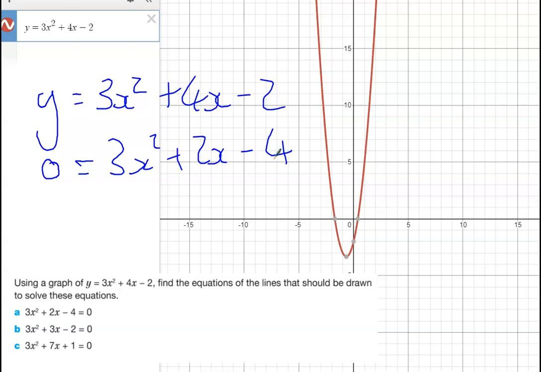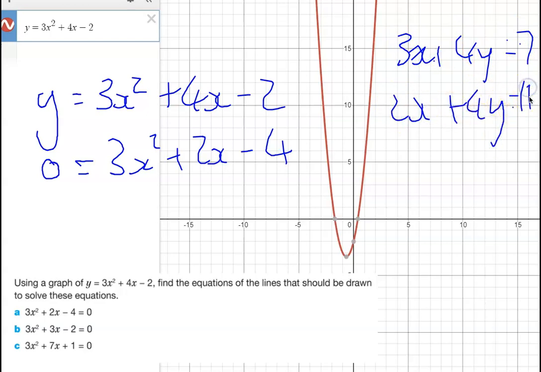If you've done simultaneous equations before, you know we have sort of 3x plus 4y equals 7 and 2x plus 4y equals 11. The way we solve that is to subtract the equations. Okay, so it's kind of like doing the same thing. We're subtracting them to see what's left and then the intersection. It's not exactly the same, but it is similar.